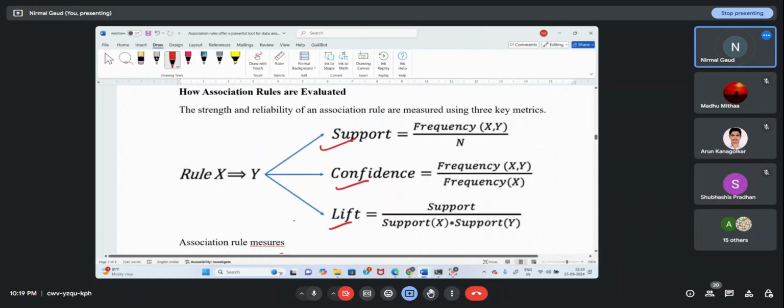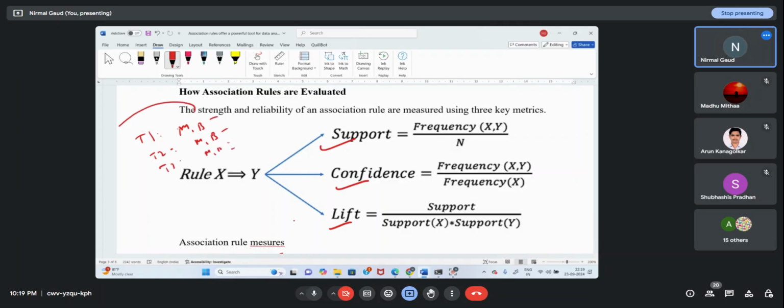That means I am having, in transaction number one, milk and bread. In transaction number two, milk and bread. Transaction number three, milk and bread is there. Okay, so in all these transactions, these are the total number of transactions. For example, out of 10 total, 7 I am having. In 7 transactions, I am having these two items. So the support is 0.7. Okay, the value of support is 0.7.